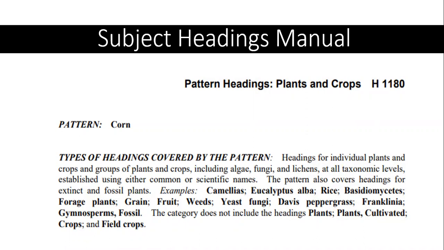So some subject headings are based on pattern headings. Corn is for individual plants: carrots, lettuce, tomatoes, etc. Pianos are for musical instruments, Buddhism is for religion, and so on. So then you can use those headings related to the pattern topic. These pattern headings provide established subdivisions that can be used for all topics that are similar.